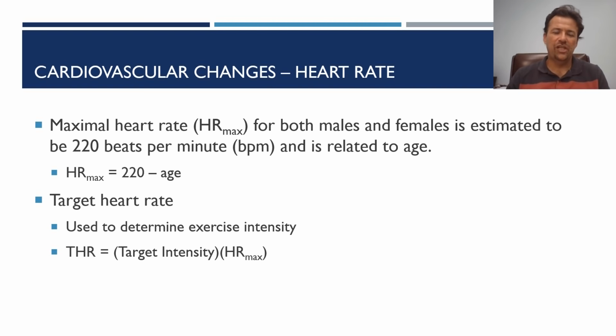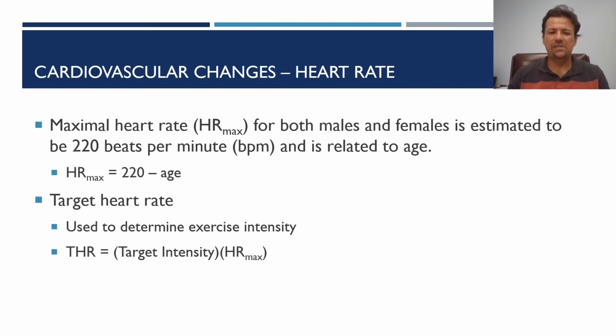Research suggests that our maximum heart rate is 220 minus your age. So if you are 40 years old, your maximum heart rate should be around 180. If you're 20 years old, and I suspect most of you are in that age range, then your maximum heart rate is around 200.